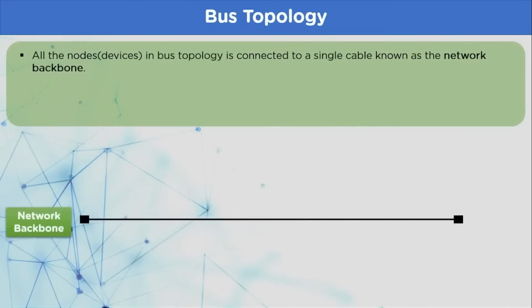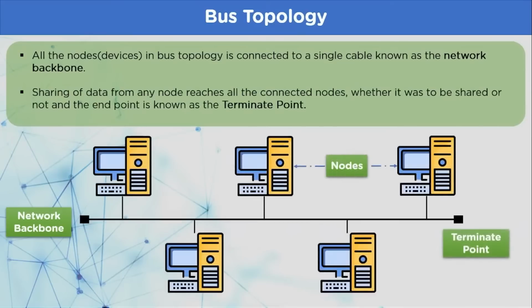First is the bus topology. In this topology, the connection channel is a single cable known as the network backbone, through which all the other nodes are connected. In this network setting, the data packets sent by the nodes are provided with the receiver address to avoid transmission errors. The data in this topology can travel from any endpoint where they are termed as terminate points.